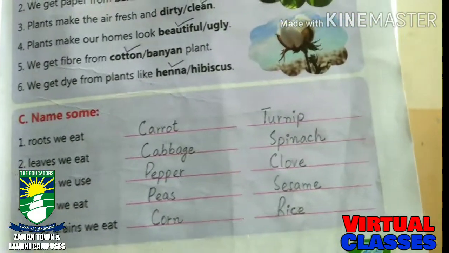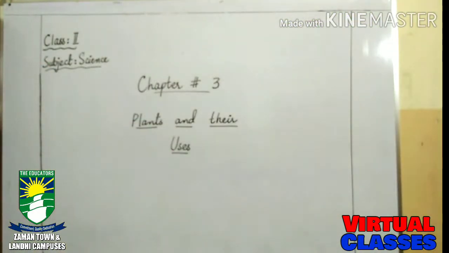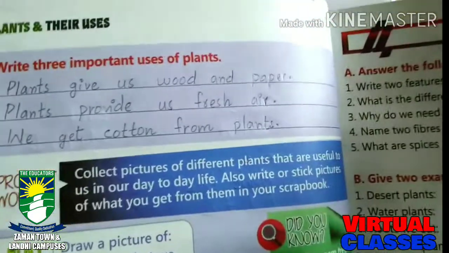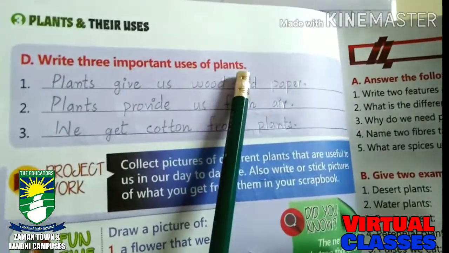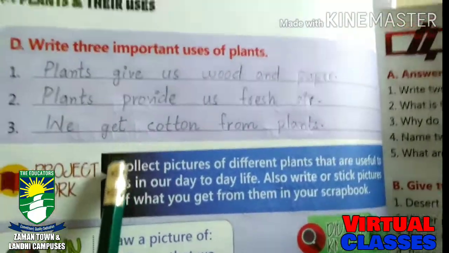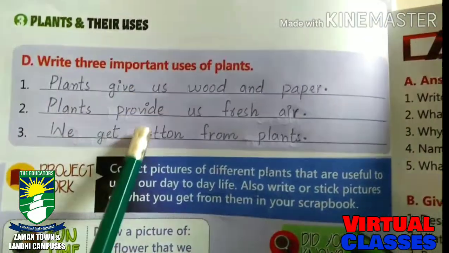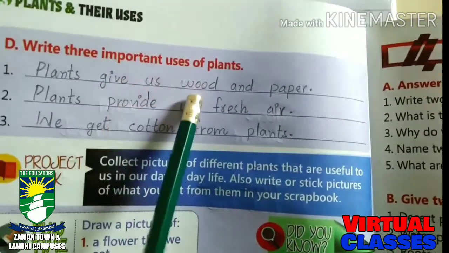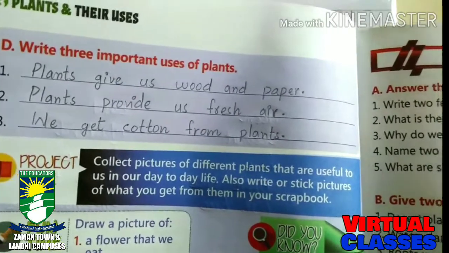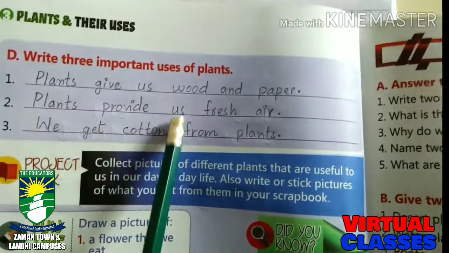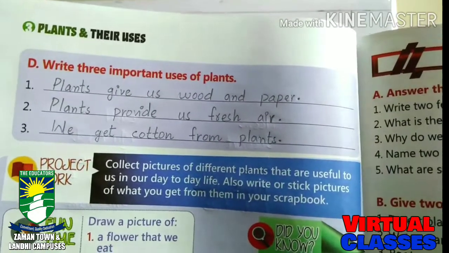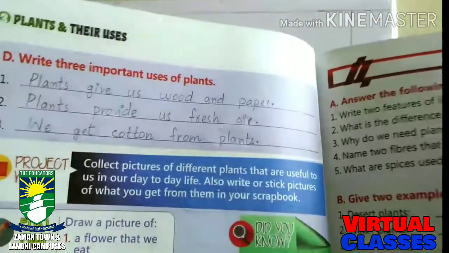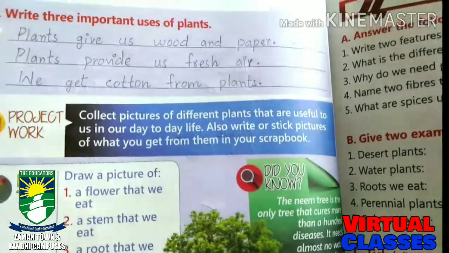Now we will start page number 22. So let's open page number 22. This is page number 22, exercise D. Write 3 important uses of plants. It's very easy. We have read about so many uses of plants. They are asking us to write any 3 uses of plants. Number 1, you can write plants give us wood and paper. In number 2, you can write plants provide us fresh air. And number 3, we can write we get cotton from the plants. So this is your exercise D.